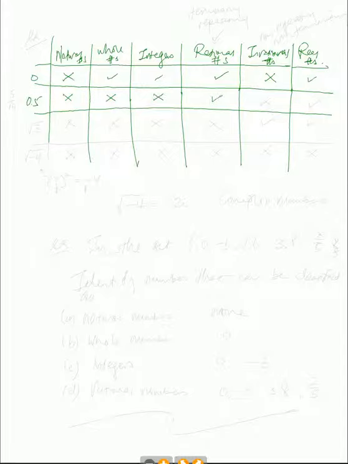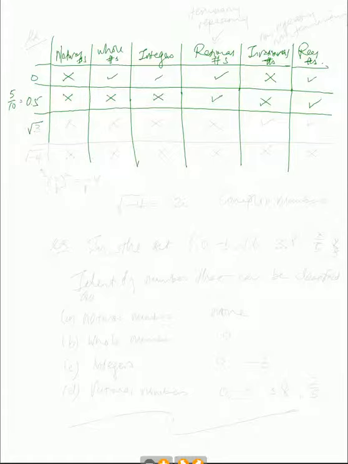Okay, so you can always write 0.5 as 5 over 10. So yes, it does belong to rational numbers. So if it's rational, it cannot be irrational. Okay, it's one or the other, and it's real.